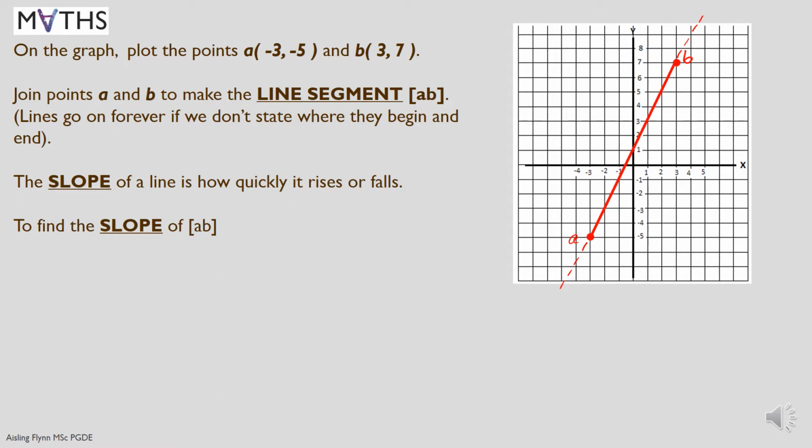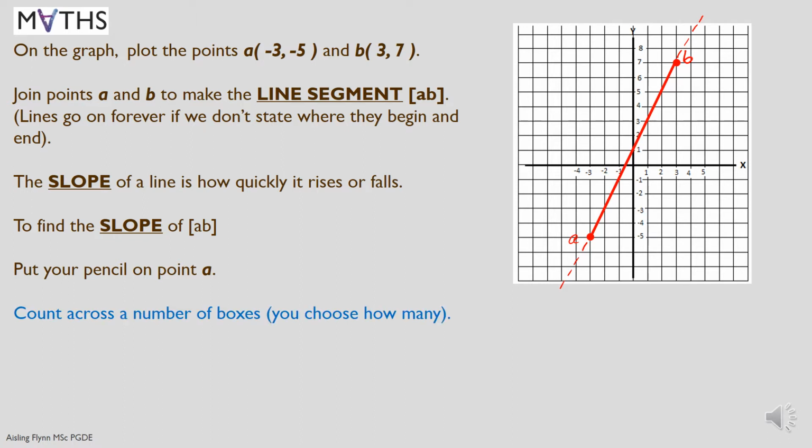Now, to do this, we're going to do some counting. We're going to put our pencil on point A and count across a number of boxes. So you can go any number at all. I'm going to count from A here. 1, 2, 3 boxes, and I'm going to stop here. So I counted 3 boxes. Okay, and I'm going to fill in that value here. 3 boxes across. This is what we call the run. It's the horizontal distance we run across.